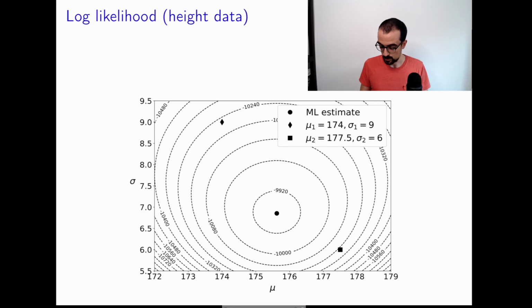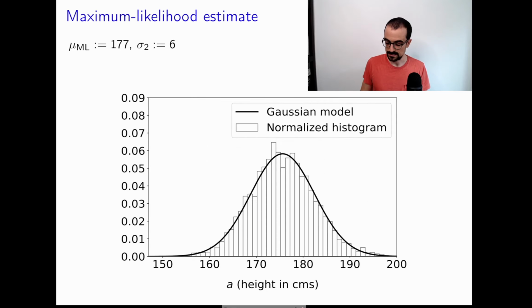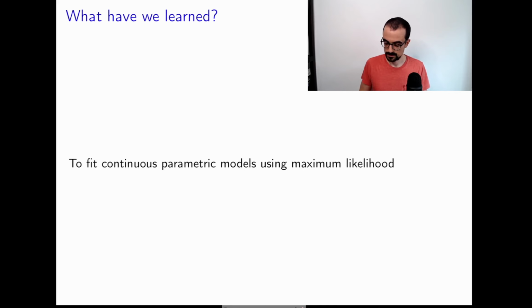Okay, so this is how we find this point here that is at the top of the mountain, and it gives us a pretty awesome fit. What have we learned? We have learned how to fit the parameters of continuous models using maximum likelihood. Thank you very much.